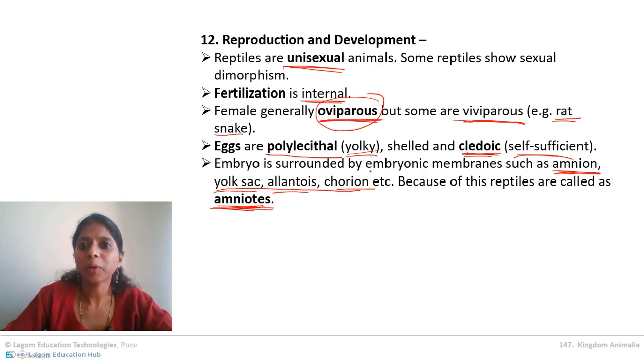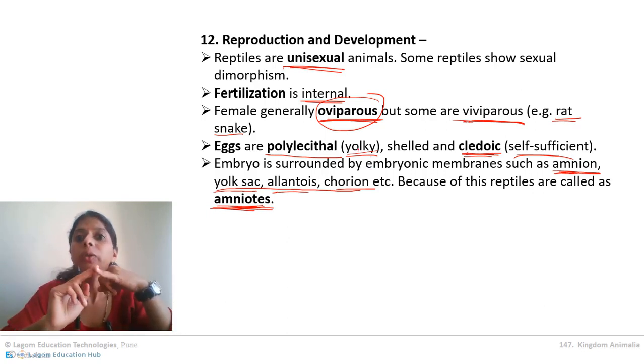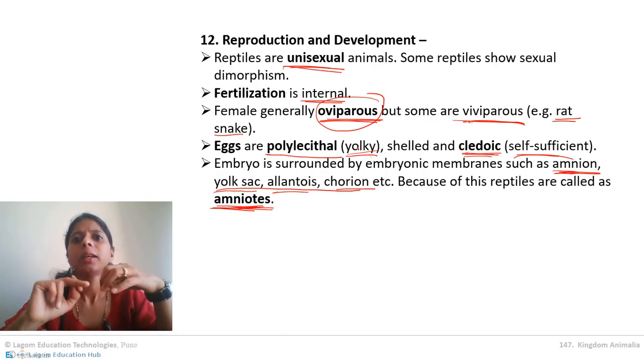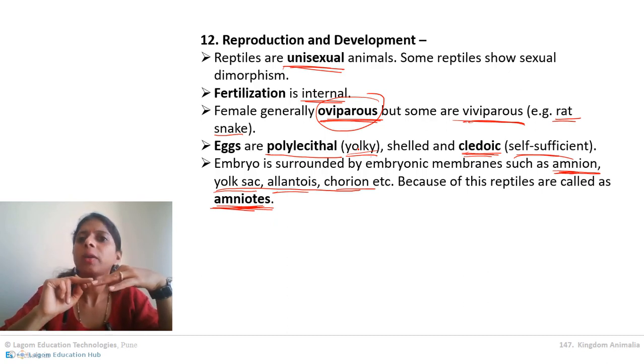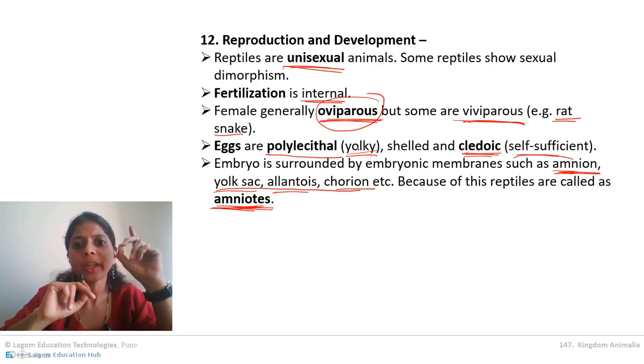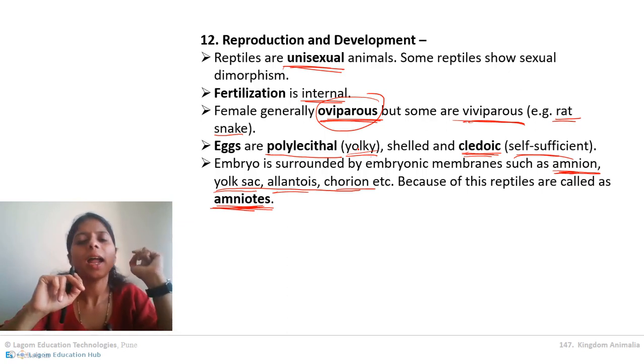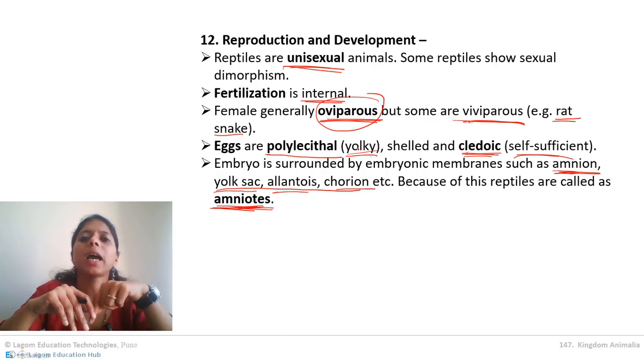So this is about reproduction in the reptile. What you need to remember in reproduction: unisexual, male and female always separate, fertilization always internal. Most of the reptiles are oviparous. Only few cases are viviparous. Egg is self-sufficient, called cleidoic, and it is yolky, called polylecithal egg. And as all the four membranes are present in the embryo, reptiles are called amniotes. Got it? So these are the things you need to remember about reptiles.